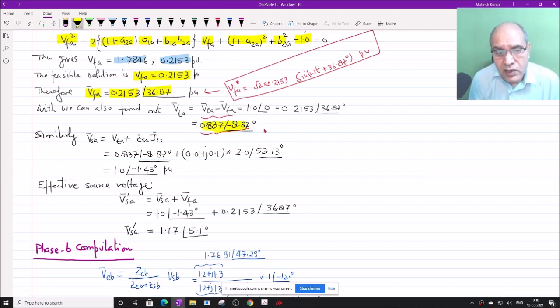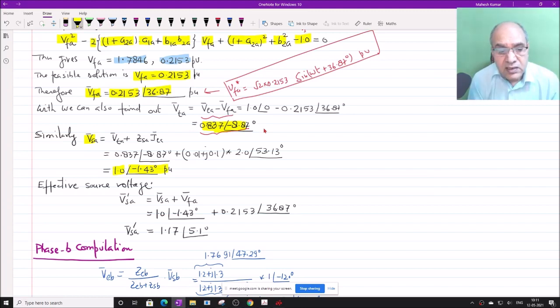And then we can also calculate the BSA. Again, why we want to calculate BSA? To know the angle. We already know BSA must be 1.0 per unit because we have solved this quadratic equation by assuming that BSA is 1.0. So this is a cross checking also. So we are getting 1.0 and angle of minus 1.43 per unit.